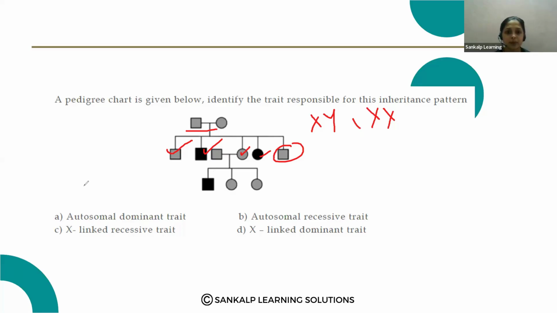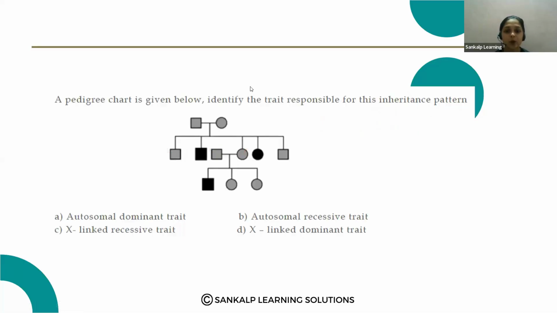So just see the pattern. So what type of disease is it? Just identify. This is an X-linked dominant trait. It is an X-linked dominant disease. Option D is the correct answer. This question is also from the model question paper.